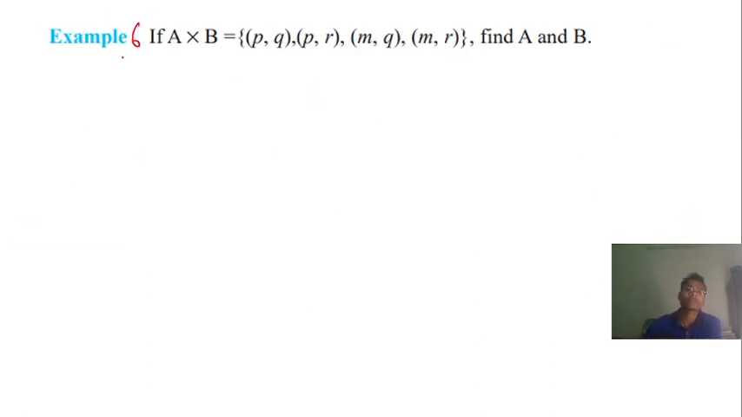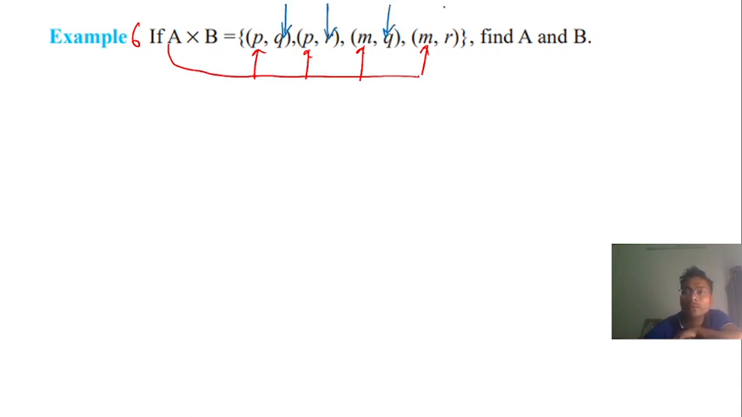Coming to question number 6. Question number 6 is saying A cross B is written like this, find the elements of A and find the elements of B. So in this question we have to do reverse engineering, where a Cartesian product is given and you need to find the elements of A and B. As I already told you, the first element, whatever is written here, will be taken from this set. And the second element which is written in the set will be taken from the second set.